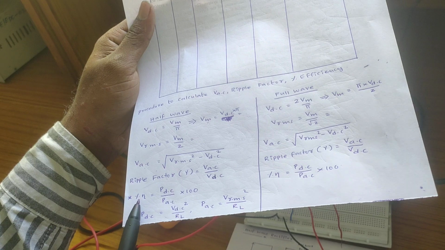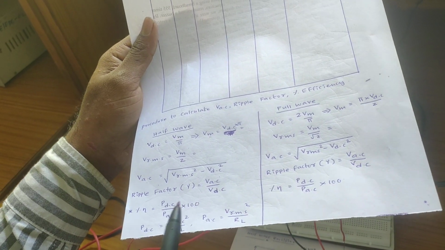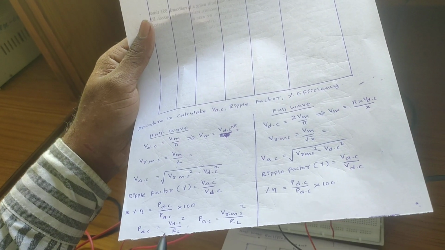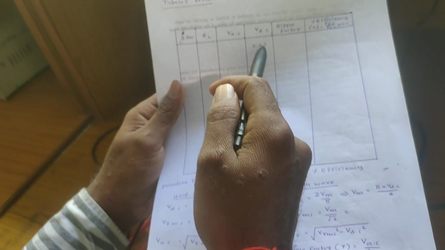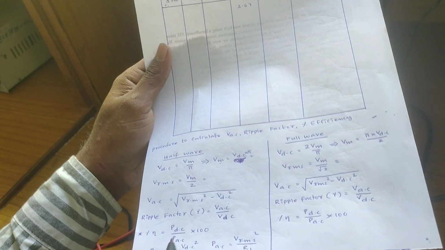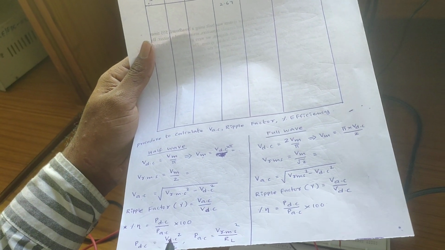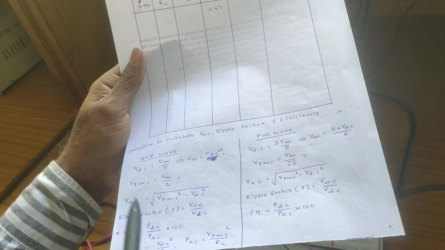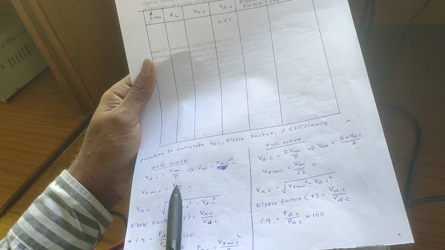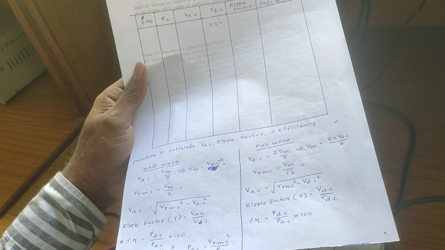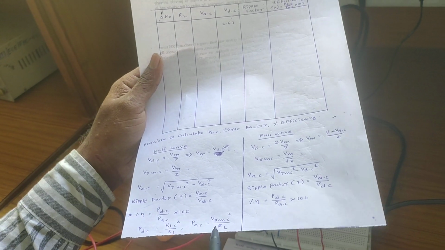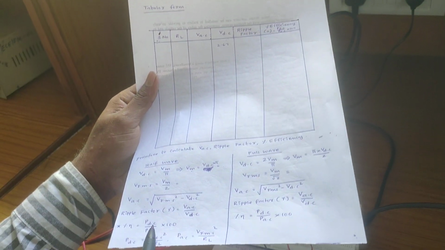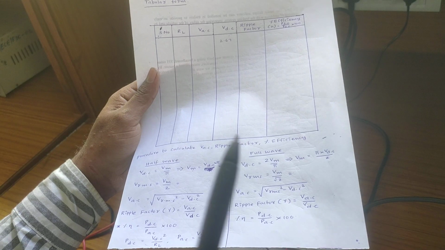Similarly, percentage efficiency is PDC by PAC times 100. PDC is VDC squared by RL. VDC is already measured here, so you will get PDC. Next, PAC equals Vrms squared by RL. Vrms is calculated here. After calculating all those things, you calculate PDC and PAC, substitute here, and you will get the percentage efficiency. That value will be approximately 40.6.